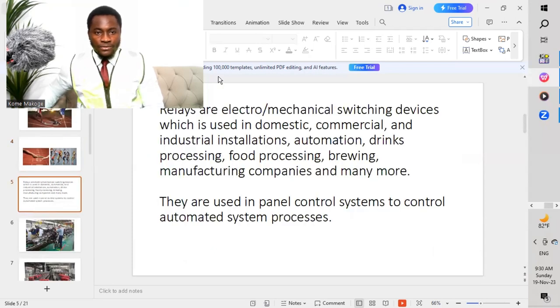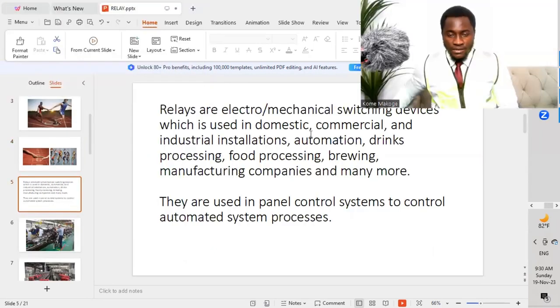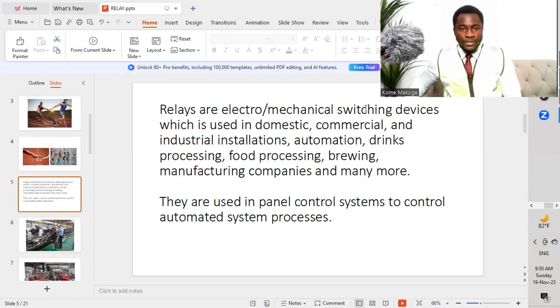We move now to the whole idea of a relay. Relays are electromechanical switching devices, which are used in domestic, commercial, and industrial installations, automation, drink processing, food processing, brewing, manufacturing companies, and many more. They are used in panel boards and panel control systems to control automated system processes.